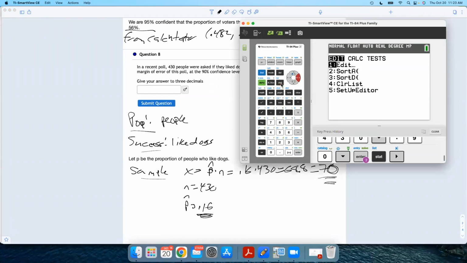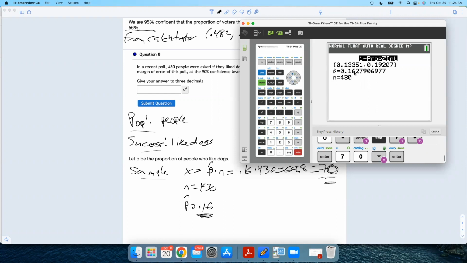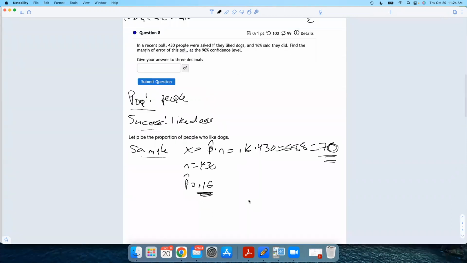So if I go back in there and I fix that, I go down to A, put in 70. Hey, there's my interval. And look, there's that p hat. That's what it really was. They just rounded to 0.16. So I'm going to call that 13.4 to 19.2.